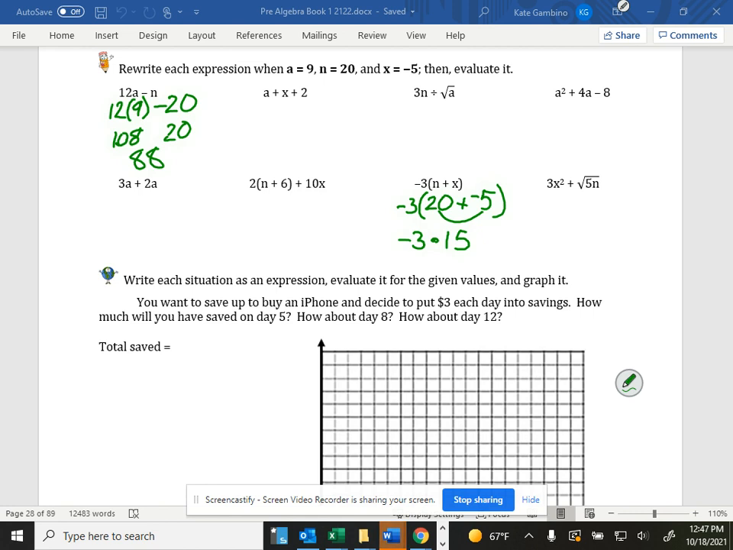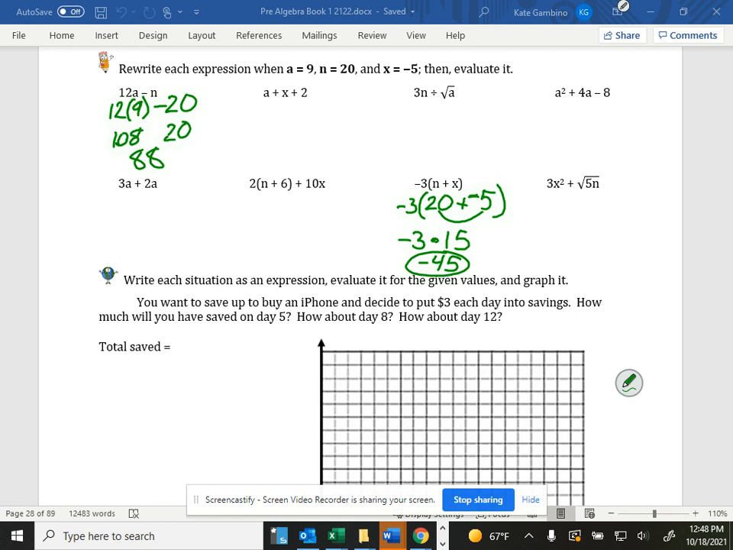What would -3 times 15 be? -45. So this is what we were talking about up top when we said make sure you put those negative signs where you need them. It makes a difference.